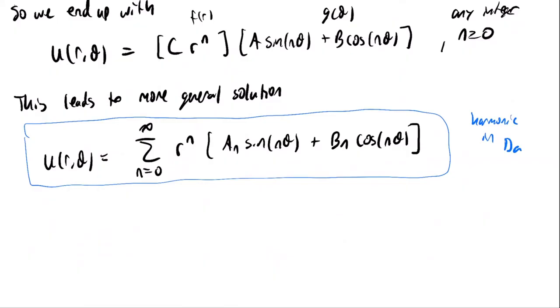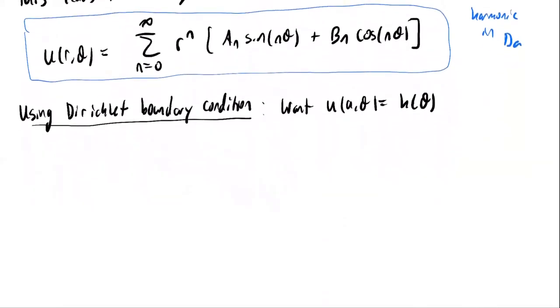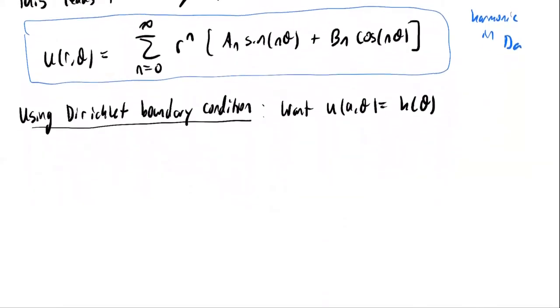Okay, up until this point, we haven't used the boundary condition. So let's use the Dirichlet boundary condition. Because we don't just want a harmonic function, we want a harmonic function that's equal to the given function h when r is equal to a. We want u of a theta to equal h of theta. Well, let me just plug this into the above formula, which we just derived. So we need h of theta to be equal to u of a theta.